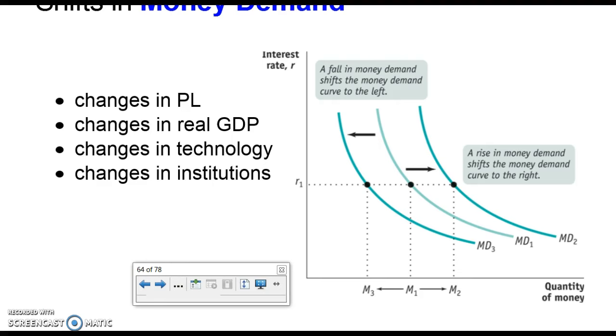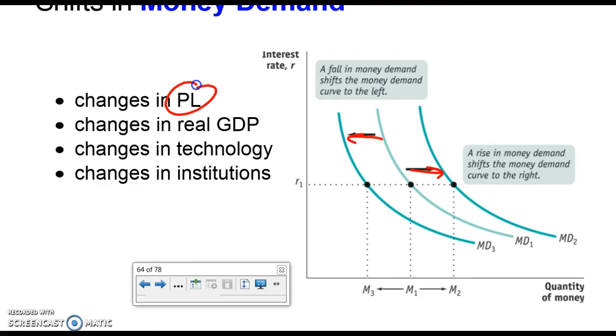Things like a change in the price level, for example, will shift money demand to the right, because if prices go up, then people need more money to be able to buy the things that they want to buy. So money demand would shift to the right. If prices fall, if there's deflation, then money demand would shift to the left. Real GDP, same thing. If you need more money to be able to buy the things that you're going to buy because suddenly the economy is improving and real GDP is up and everybody is spending more money on vacations and cars, then there's going to be more demand for money.